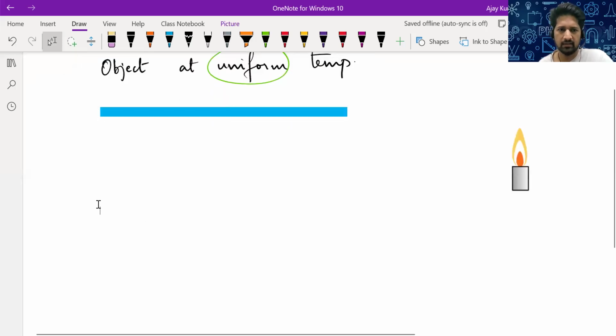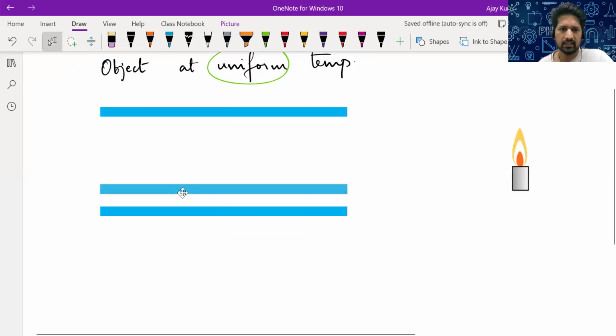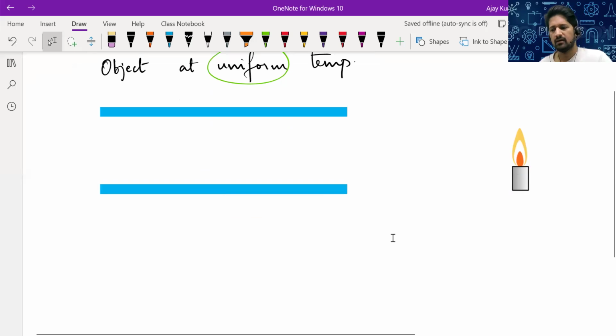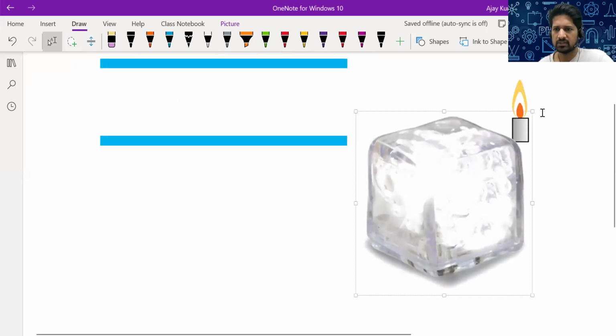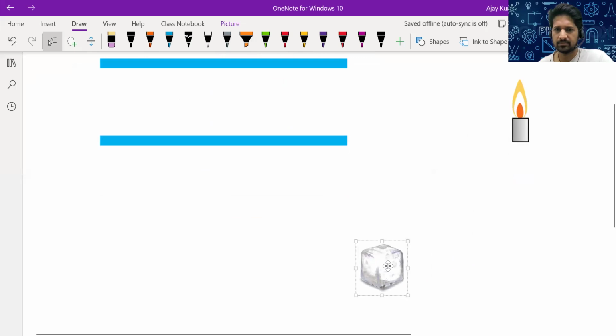Suppose you start heating this object at one end. At the other end, let's say you put it in melting ice. Sohan, quickly tell me, what is the temperature of melting ice? 0 degrees. Okay. Until all the ice melts into water, the temperature will remain zero. So on one side, let's say there is melting ice.